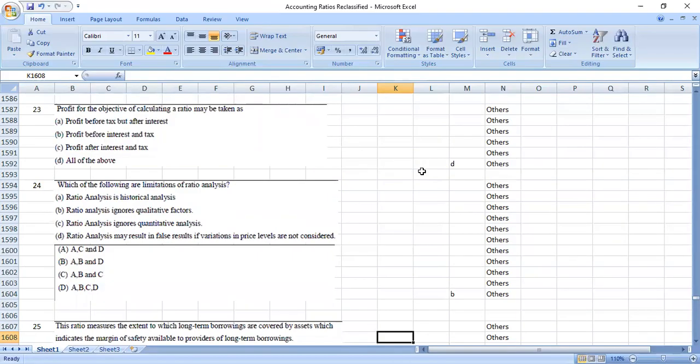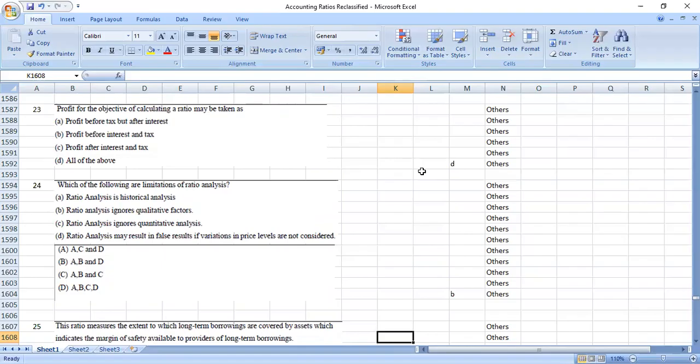Historical analysis ignores qualitative factors. A is a limitation. It's based on historical data. It doesn't talk about what is going on right now. So A is a limitation. B, ignores qualitative factors, is a limitation because ratio analysis talks only about quantitative information.